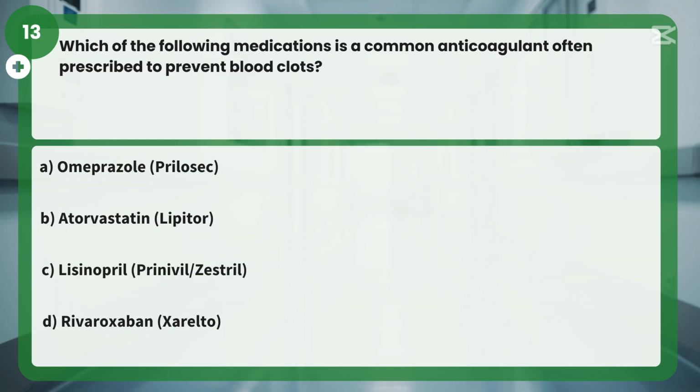Question 13. Which of the following medications is a common anticoagulant often prescribed to prevent blood clots? A. Omeprazole, Prilosec. B. Atorvastatin, Lipitor. C. Lisinopril, Prinivil/Zestril. D. Rivaroxaban, Xarelto.